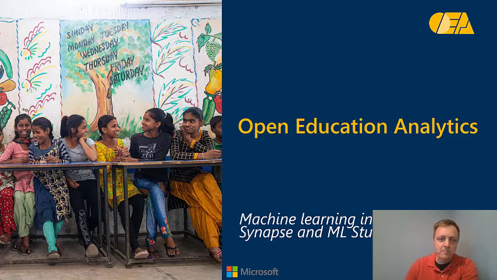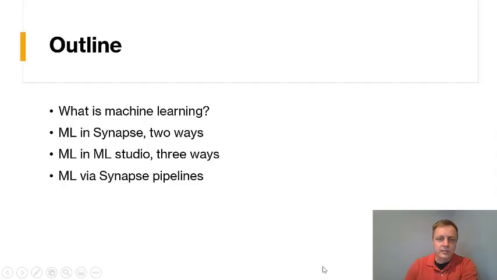I'll walk you through the machine learning environment in both Synapse as well as Machine Learning Studio. So, a short outline for today's information. I'll begin with a brief idea of what is machine learning, which is sort of a buzzword that a lot of people have heard of, but I want to give a little bit of background so we're all on the same page. I'll also explore machine learning done in Synapse using two different approaches, as well as machine learning in the Azure Machine Learning Studio using three different approaches. And then I'll cap things off by mentioning how to schedule machine learning pipelines by leveraging the Synapse pipelines.